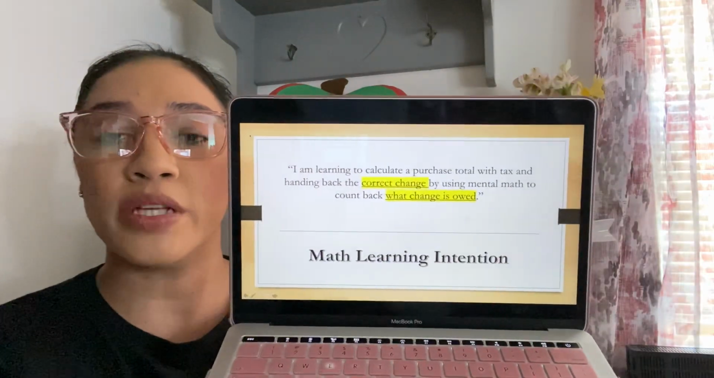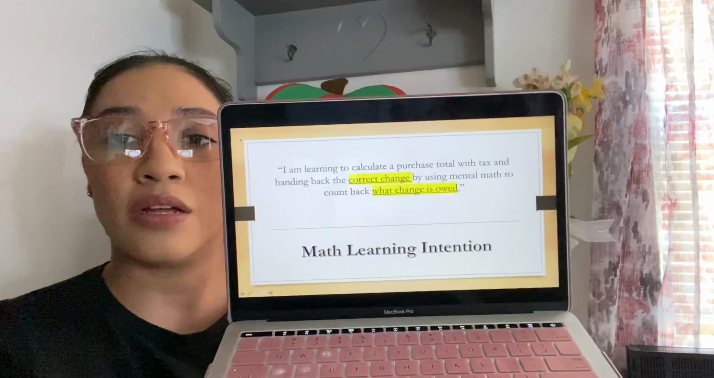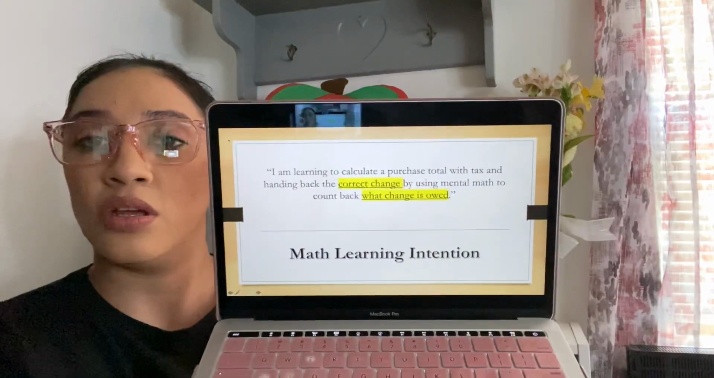A basket for shopping. If they are the shopper, there will also be a cashier. And then a calculator for sales tax conversion. And I'll explain why I'm allowing that in my lesson. The initial thing that the students would do before we start the lesson, they would say their math learning intention. I am learning to calculate a purchase total with tax and handing back the correct change by using mental math to count back what change is owed. So that would be the initial introduction to the lesson.